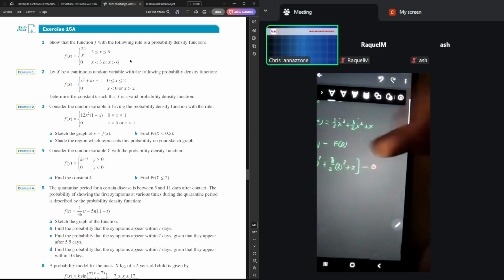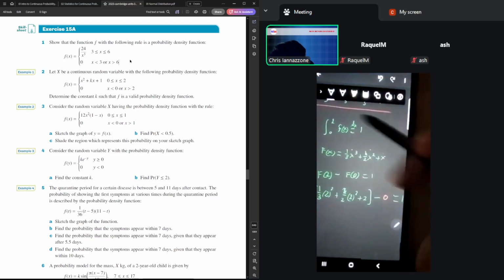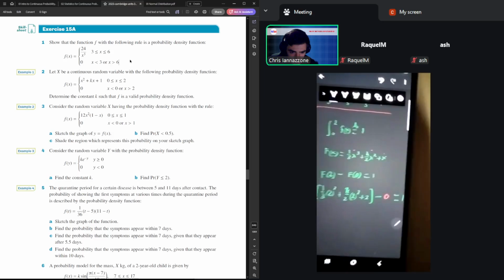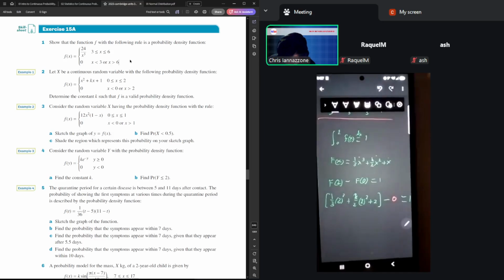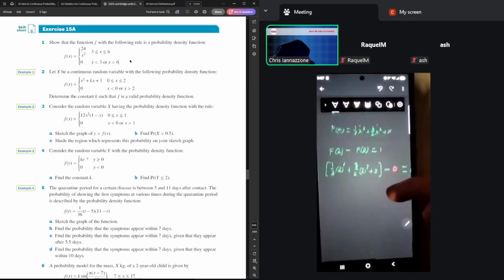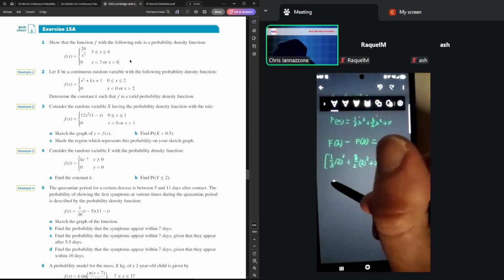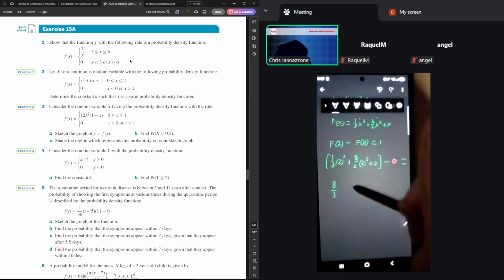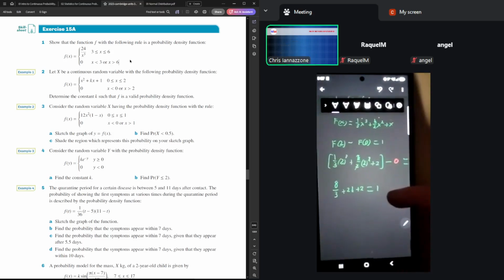And the whole thing needs to equal 1, right? The whole integral of that boundary needs to add up to 1. How do I keep tilting my work? Anyway, 2, 4, 8, and then divide by 3, 8 on 3. 2, one of those cancels out, leaving you with just 2k plus 2 equals 1.